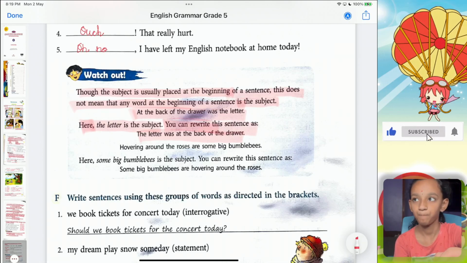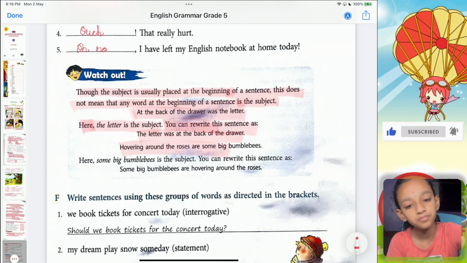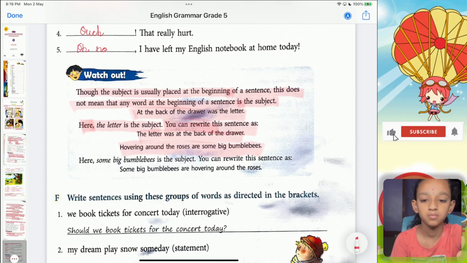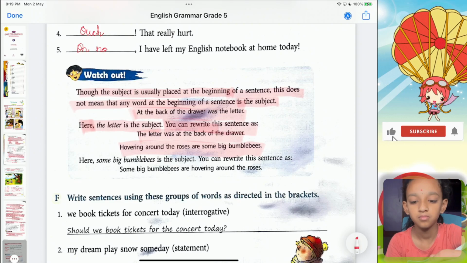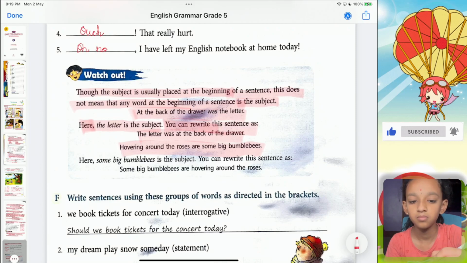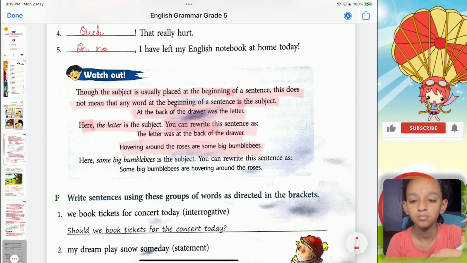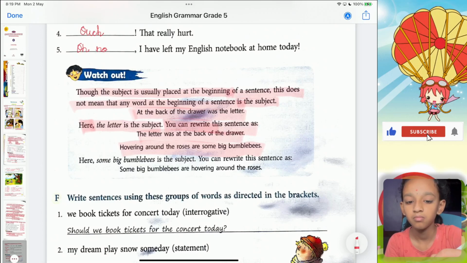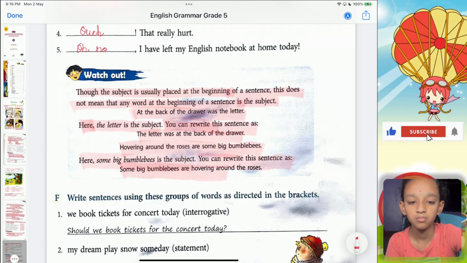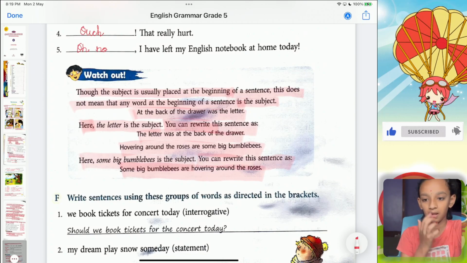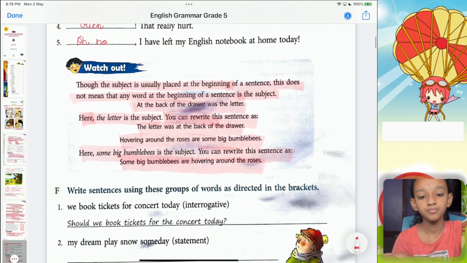Okay. Another example: hovering around the roses are some big bumblebees. Okay, bumblebees are the subject, and hovering is the verb. So hovering around the roses is the predicate, and some big bumblebees is the subject. So it says the same thing here. You can rewrite this sentence as some big bumblebees are hovering around the roses. Okay, so this is another way to rewrite the sentence.